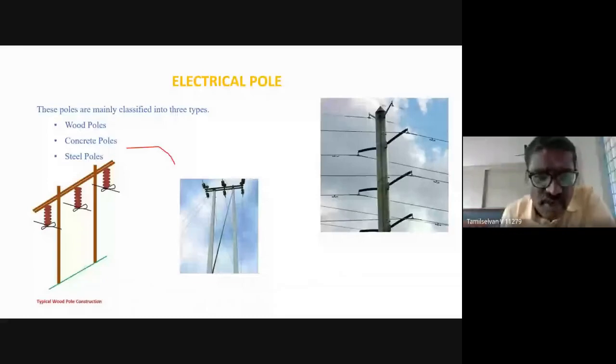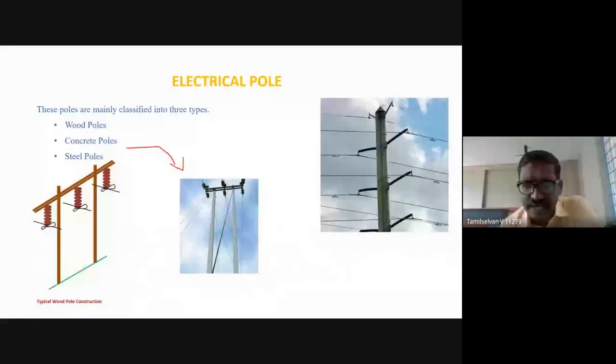Next, this is your concrete pole, reinforced with steel. We'll use this type for your electric pole. Or it may be steel towers. We'll use this type of steel poles. So we'll see each and every category.